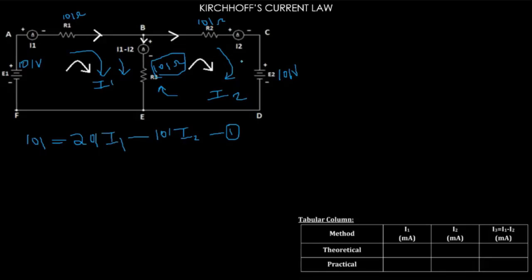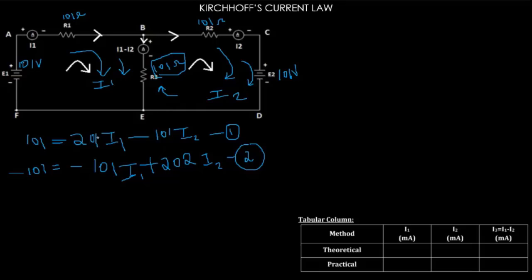The second equation for loop 2 will be, here you see the current I2 is going from the positive terminal of the battery towards the negative terminal of the battery. So you get minus 101 equivalent to 101 plus 101, which will be plus 202 I2 and minus 101 I1, which will be the second equation. So the second equation is formed.